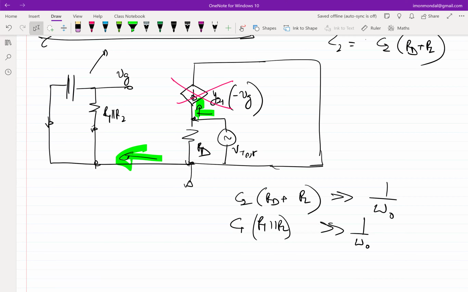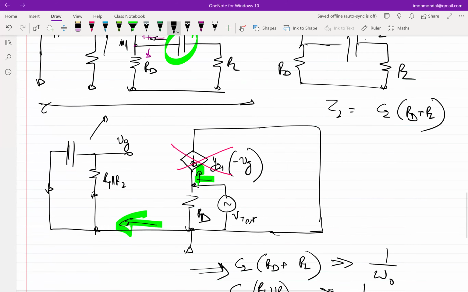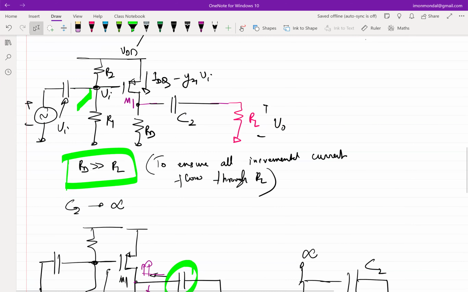Her point is, since we are anyway thinking that RD should be much greater than RL, we can make a further approximation and get this to C2 times RD, which is in fact correct. You can do that. The point I'm trying to get at here is, let's say RL is 1K, RD is 10K, and we chose RD to be 10K because we wanted it to be much larger. Do you see an issue?